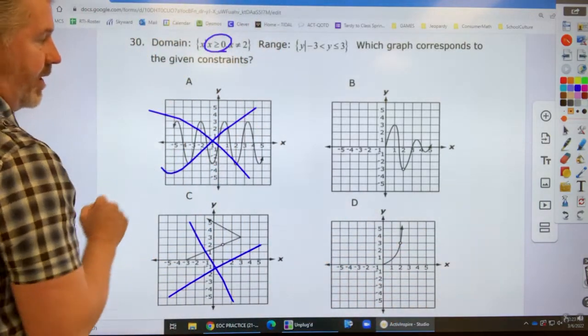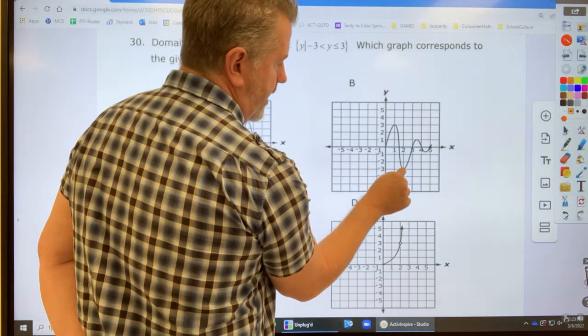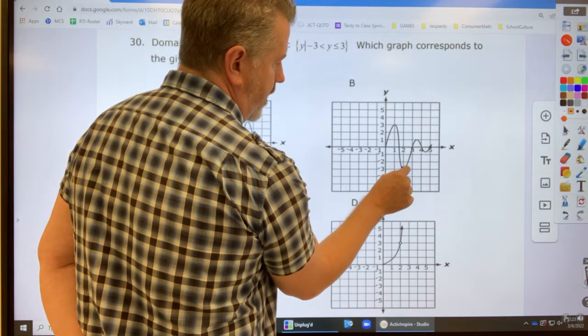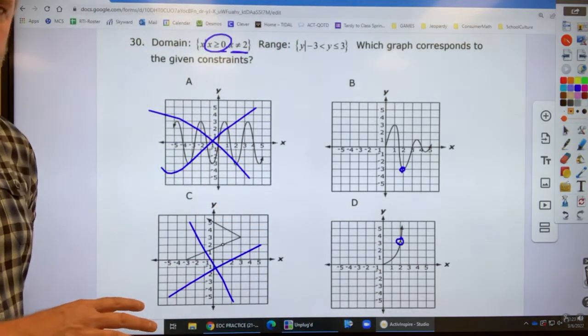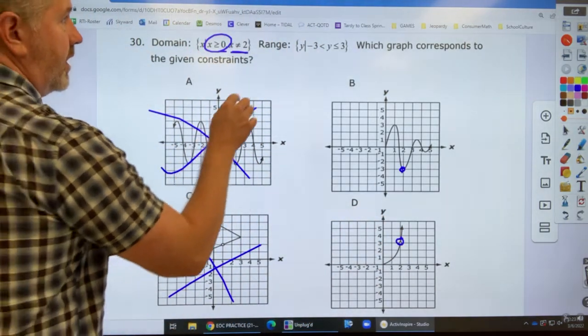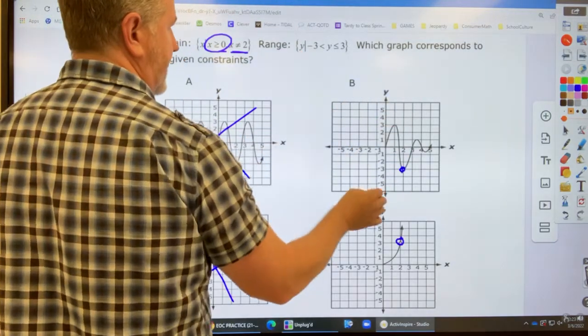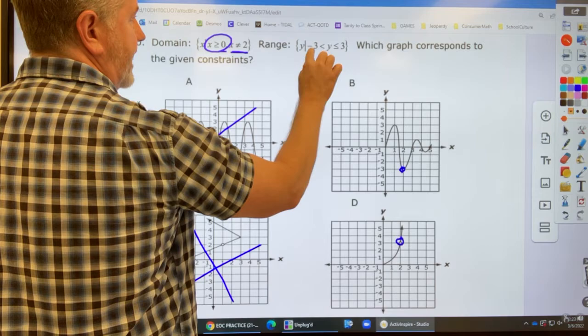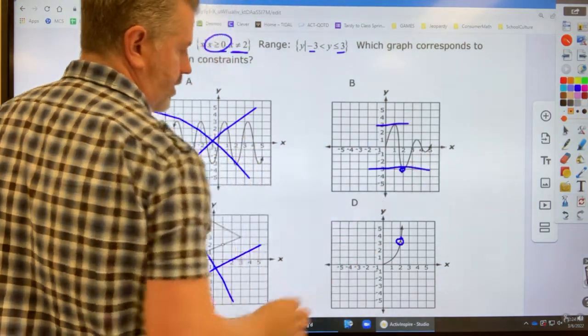X got to be greater than 0. X can also not be 2. So I need to have a hole at 2. This one has a hole at 2. See that open circle? And this one has a hole at 2. So both of these are still in the running. All right? Y, our range. Our range is the possible Y values in it. So Y values need to be between -3 and 3. So between here and here.